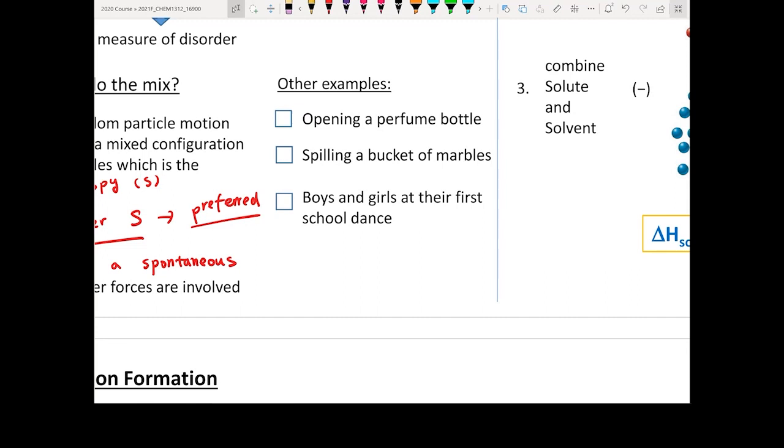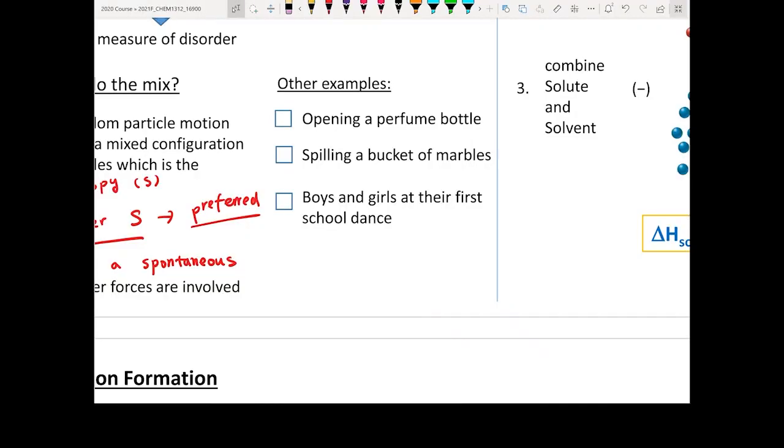The second thing is if you're spilling a bucket of marbles, what's going to happen? Originally the marbles were constrained within the bucket, right? You spill them out, and then the marbles go everywhere, right? Because you have larger space and it's a larger entropy for the marbles. It's not constrained in a little bucket anymore. This is definitely a clear example of mixing, right?